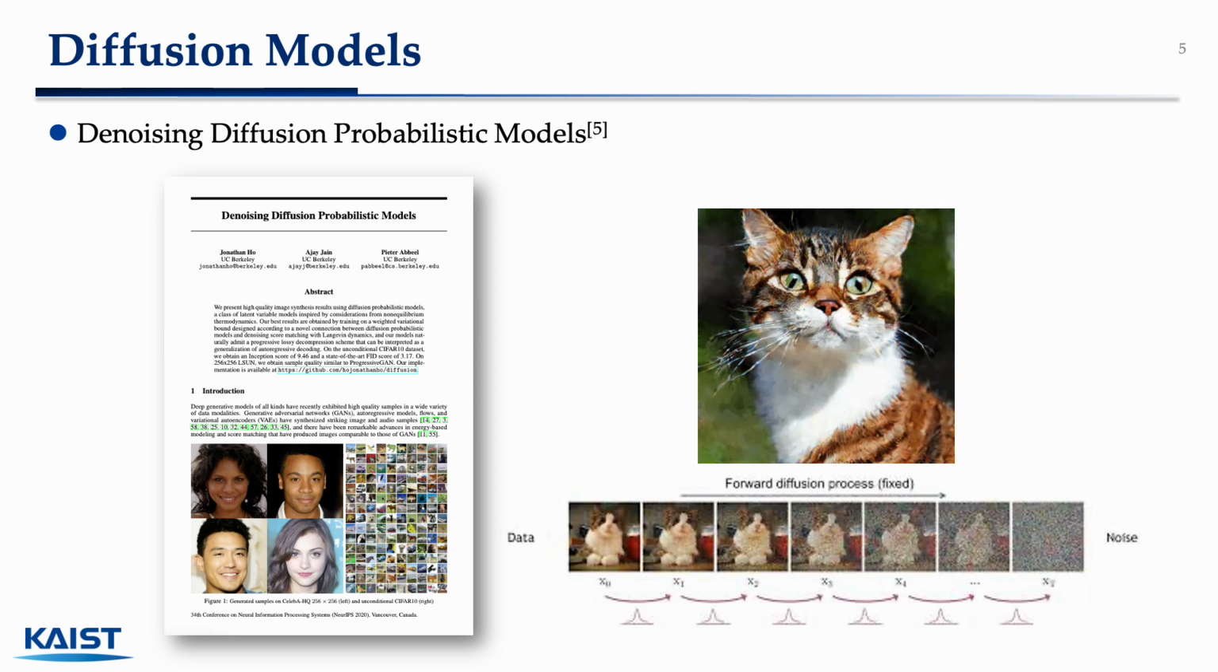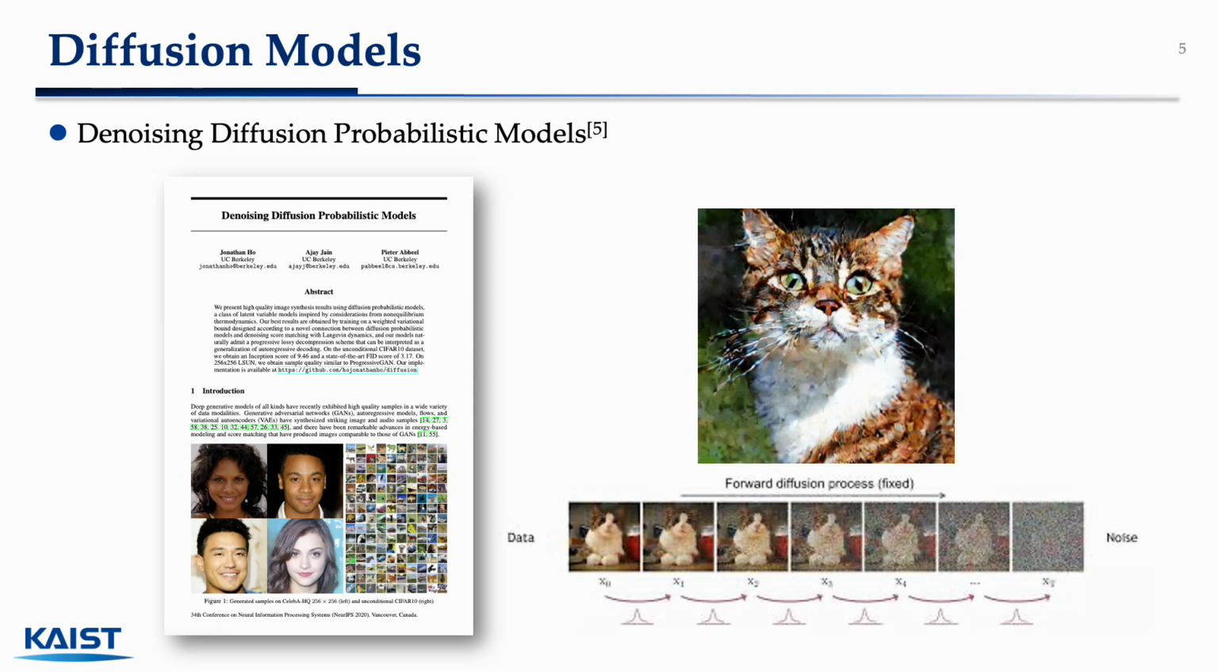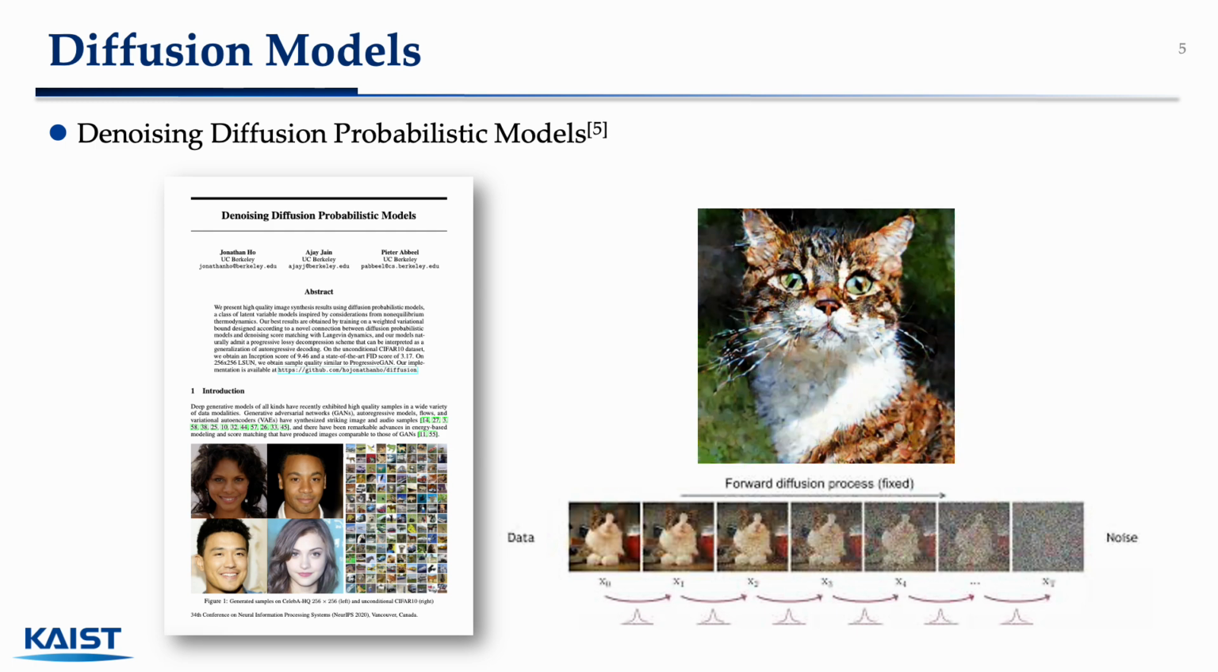Next, I will briefly revisit diffusion models. In simple terms, diffusion models work by gradually adding noise to data through a forward process and then learning a reverse process to recover the original data. Through this, diffusion models can capture highly complex data distributions with strong diversity and robustness.